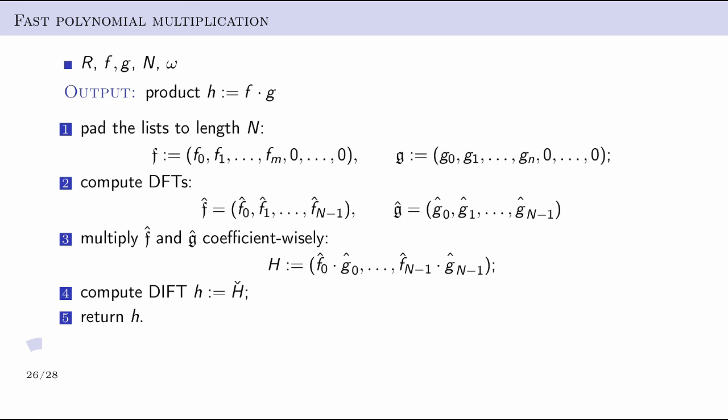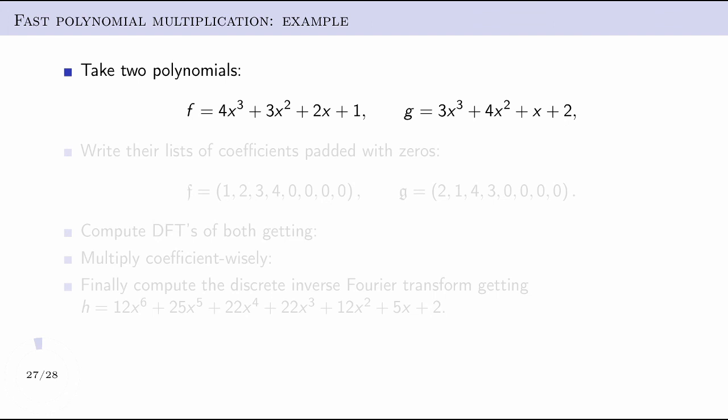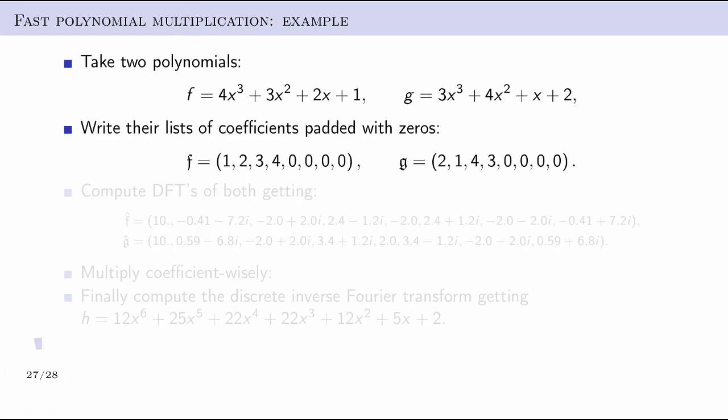So let me show you how this works on an explicit example. Take the following two polynomials: 1 plus 2x plus 3x squared plus 4x cubed, and 2 plus x plus 4x squared plus 3x cubed. Both polynomials are cubic, so the sum of the two degrees is 6. So the next power of 2 is 8. So we append zeros to both sequences of coefficients in such a way that both sequences now have length 8.